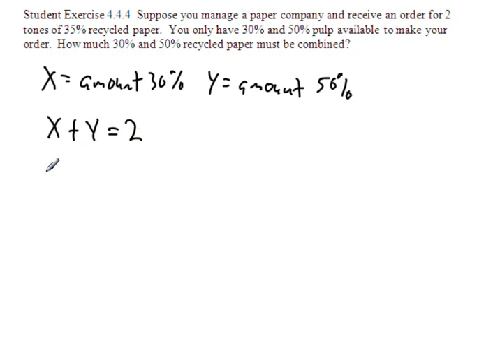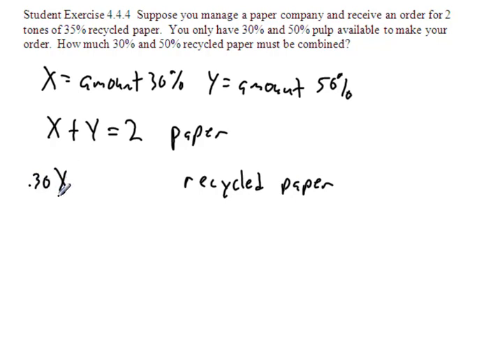For the next equation, we're going to need sort of a recycled paper equation. This is the total paper equation, and then the recycled paper equation. So there's 30% of X is recycled, 50% of Y is recycled. And we're hoping that when we put these two together, they call it pulp, whenever they mix these two together, it's going to give us our order.